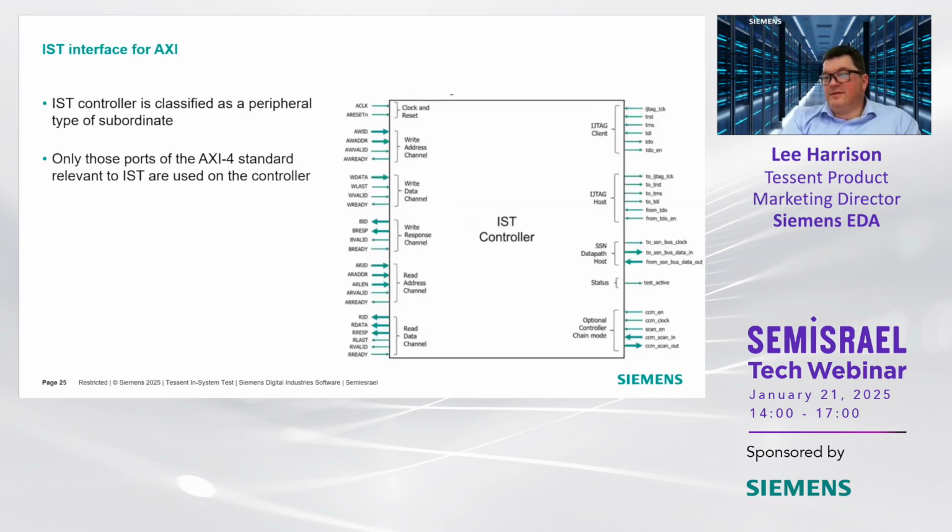The IST itself, so the IP, here's just an example of the I/O that you would typically see when implementing that. On the left-hand side, you've got the pins that you would expect for an AXI4 interface. And then on the right-hand side, you can see that we've got the connectivity to the IJTAG infrastructure within the chip, the SSN infrastructure within the chip, and the various other control signals. So when you implement your IST within your chip, this is the sort of pinout you would see for the IP that you implement.